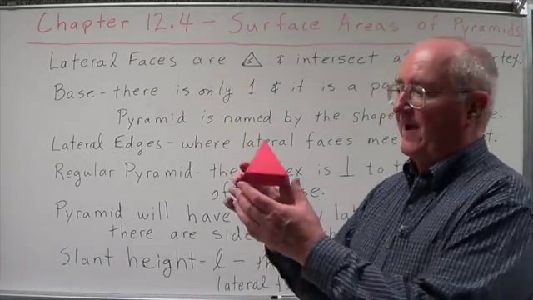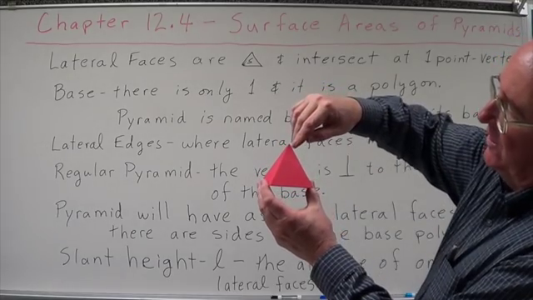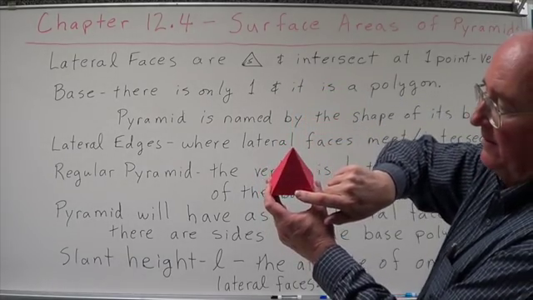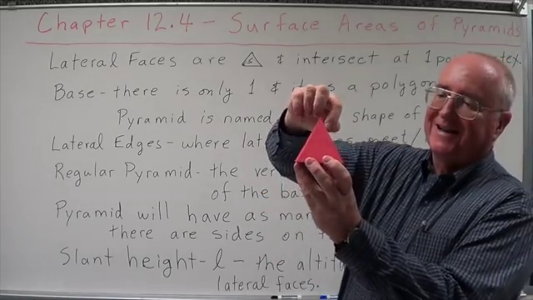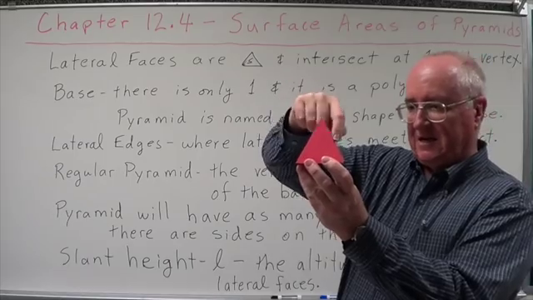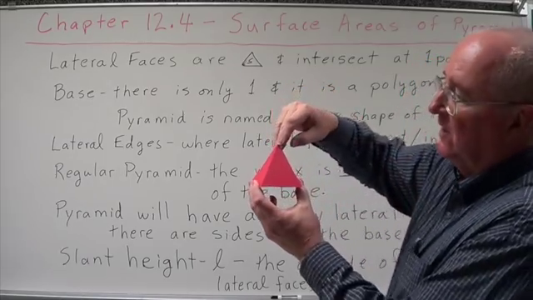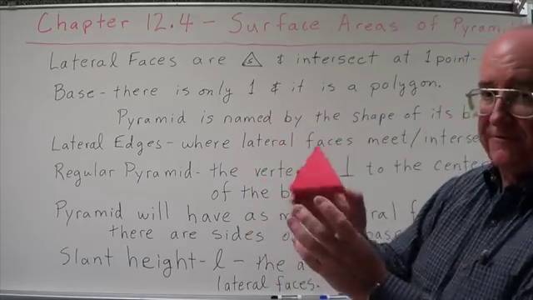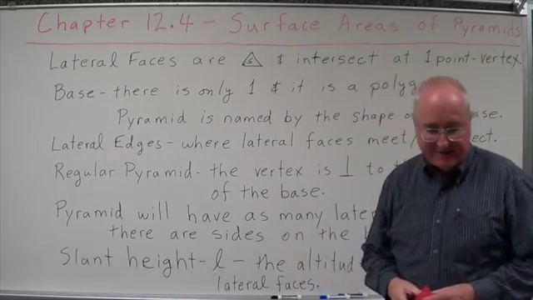Well, where's the lateral face? Here's the lateral face. Well, what's the altitude of that? It's from the vertex to the center of the base. Right? So the slant height. Notice that from this side, it's slanted, so we call it the slant height, or it's the altitude of one of the lateral faces. Now those are the definitions that we need to know.